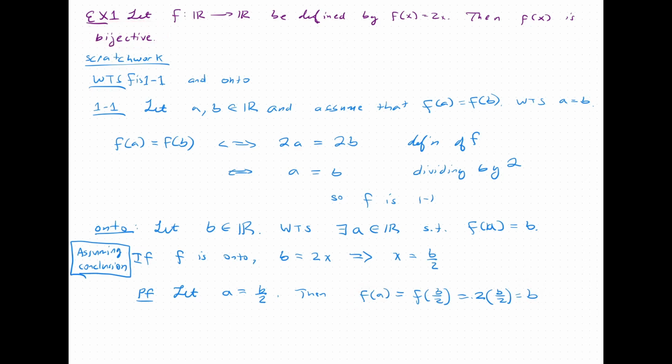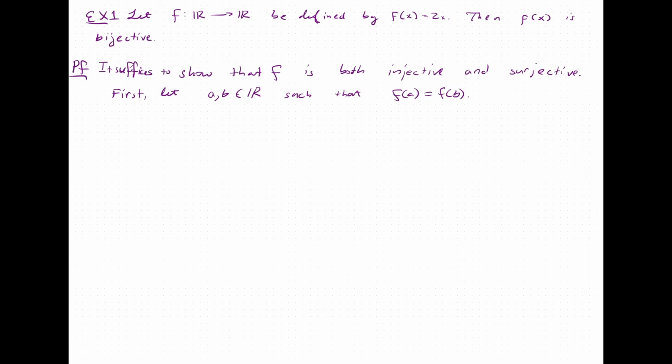So let's go ahead and now make this proof precise, because right now this is just our scratch work, so let's write a formal proof of this. So let's go ahead and show this proof formally. So it suffices to show that f is both injective and surjective. So we're going to start off by choosing a and b being real numbers, such that f of a is equal to f of b.